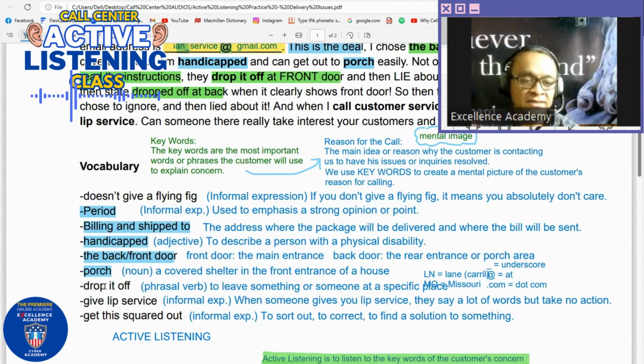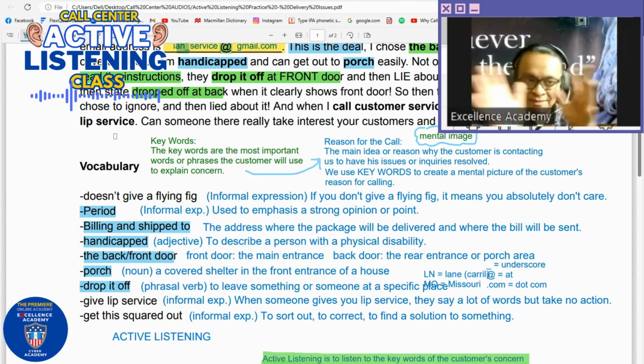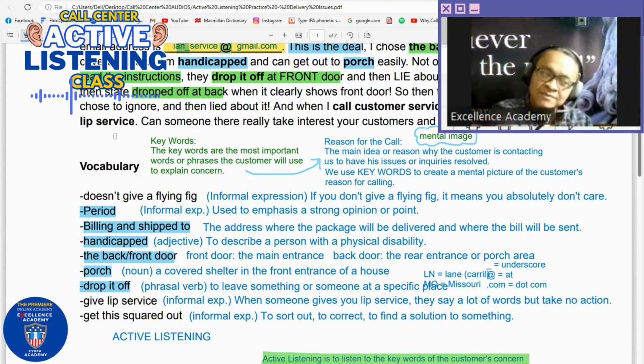Drop it off is a phrasal verb, right? Drop off, which means to leave something or someone at a specific place. So my wife drops my son off at school. So she leaves him at school. She takes him and leaves him at school.